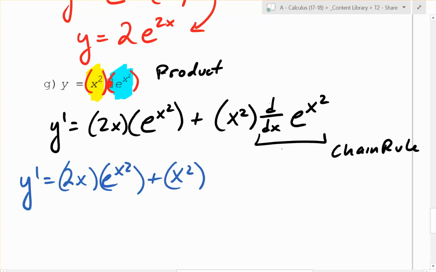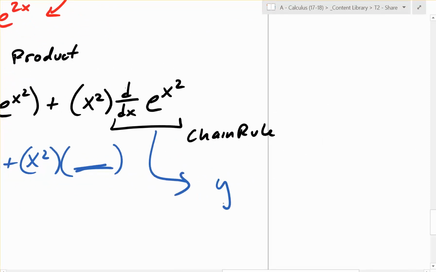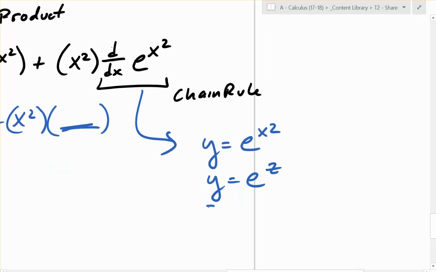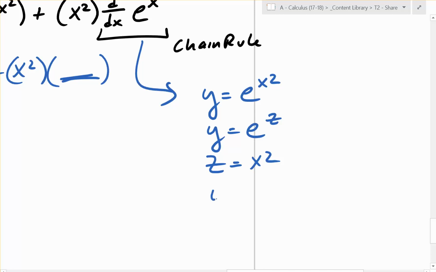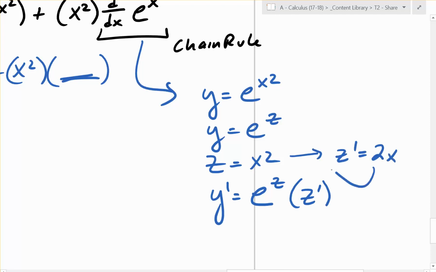But what's the derivative of this going to be? We need that right there. So let's go over to the side here and see what that's going to be. Well, we're trying to find the derivative of e to the x squared. So that's y equals e to the z, where z is equal to x squared. So we do our chain rule, which is y prime is equal to the derivative of the outer. Remember, the derivative of e to the z is e to the z. But now we need to multiply it by z prime. Z prime in this case is 2x. So that goes right there.